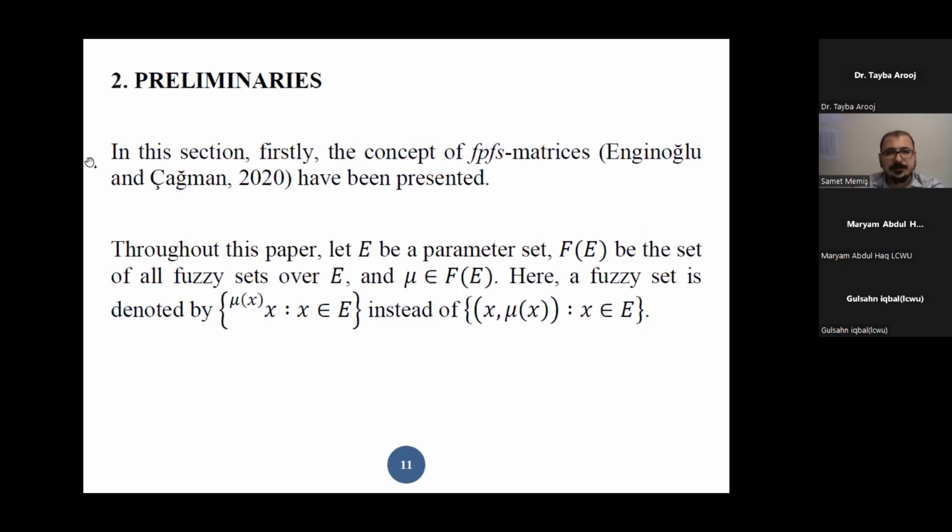In this section, firstly, the concept of FPFS matrices is presented. Throughout this paper, let E be a parameter set, F(E) be the set of all fuzzy sets over E. Here, a fuzzy set is denoted like that, instead of this.